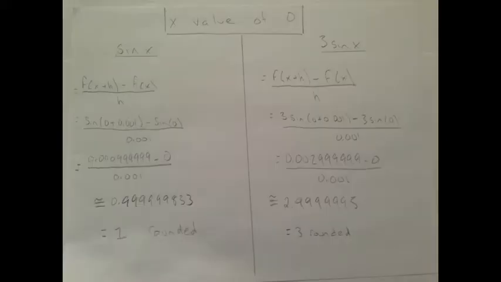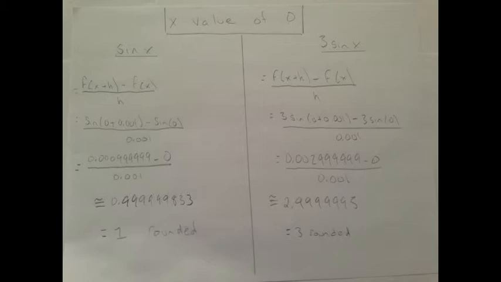Okay, so let's move on. For the first value of x, we will use 0. Again, here's the equation for IROC. We will substitute 0.001 for h. Solving for sine of (0 plus 0.001) gave us 0.0099999, and solving for sine x gave us 0. Solving the algebra, the answer comes to approximately 1.